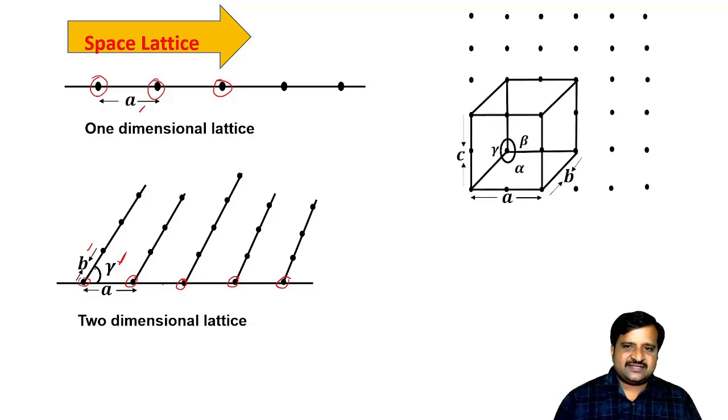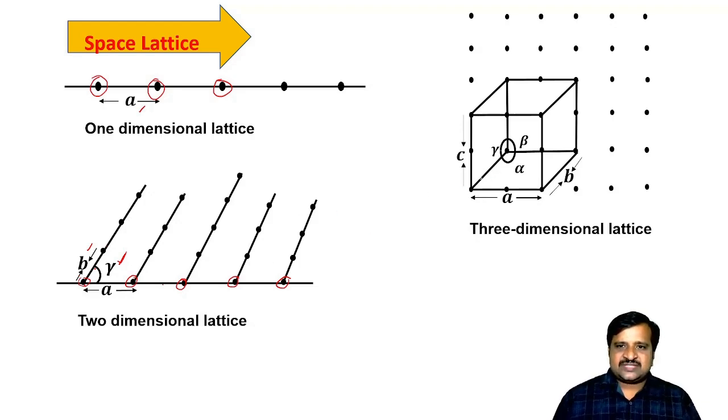So the next one is three-dimensional lattice. In three-dimensional lattice, the space lattice is represented in three directions. The distances between these directions are A, B and C, three repeating units, and the angles between the planes are alpha, beta, gamma. So in three-dimensional lattice, there are three repeated units and the angles alpha, beta, gamma. This is the three-dimensional representation of the space lattice.